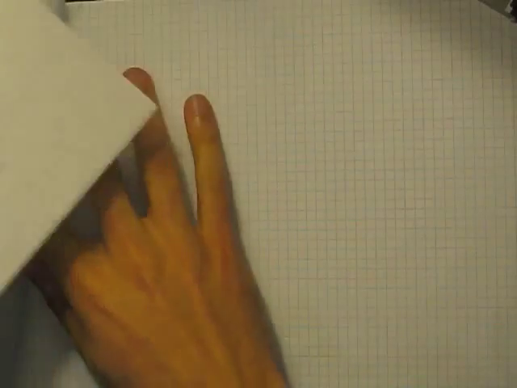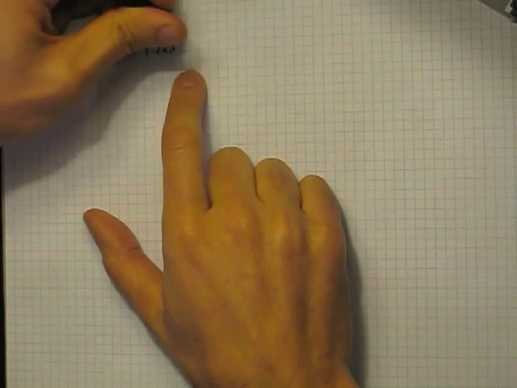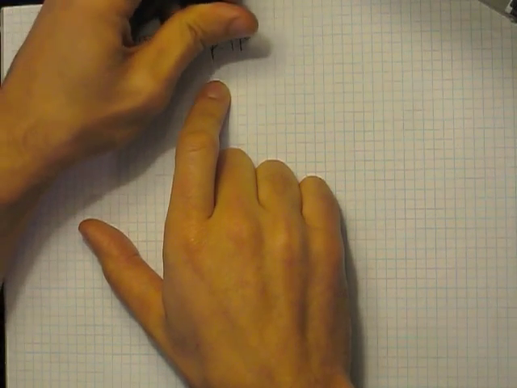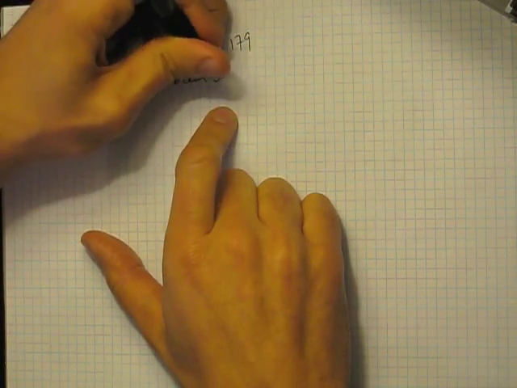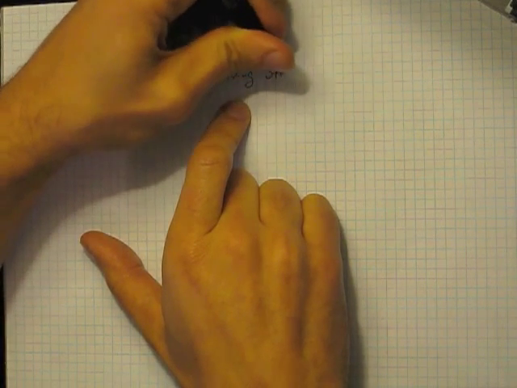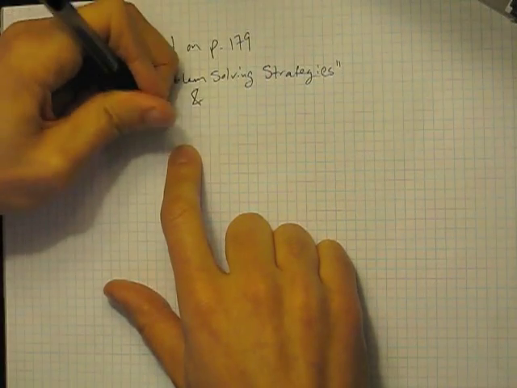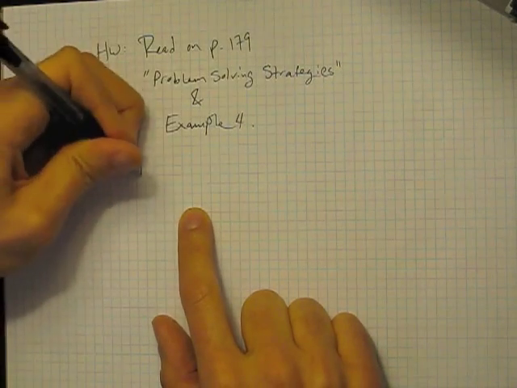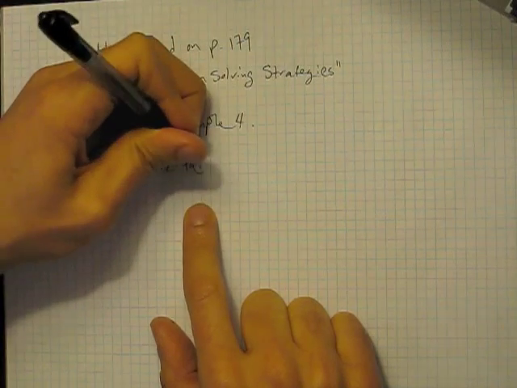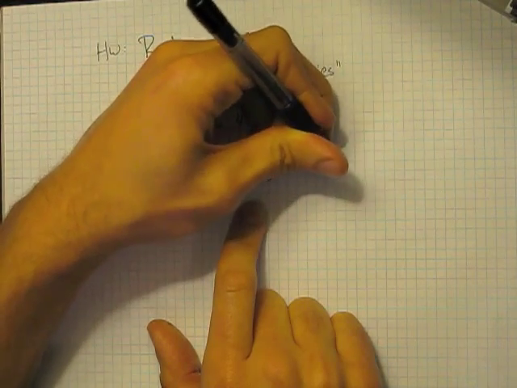Okay, this is a short section. The best way to learn how to do these is by example. So here's your homework. I want you to read on page 179 of the textbook, problem-solving strategies. Okay, and example 4. Okay, have this done by Thursday. Great.